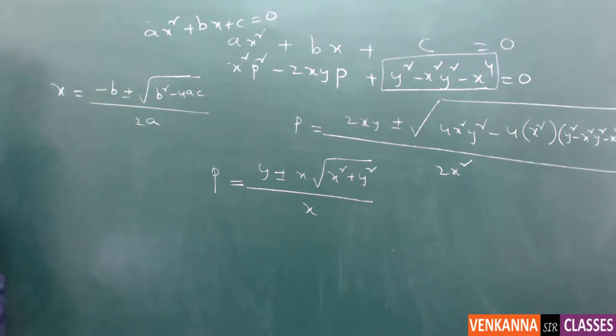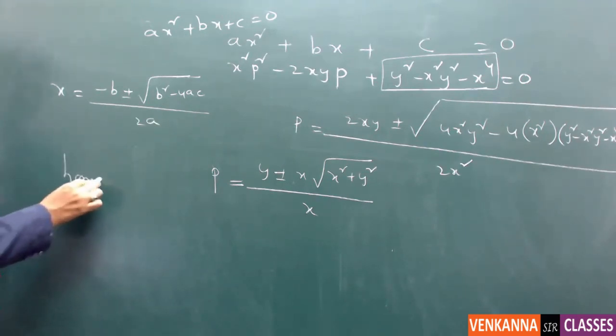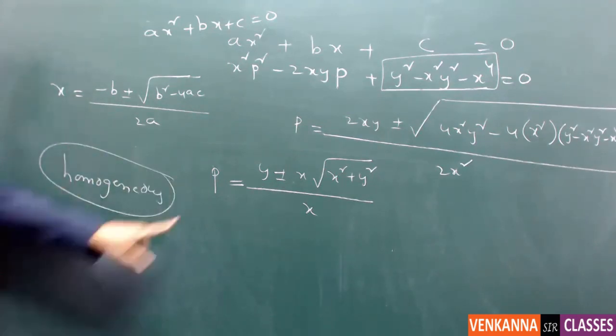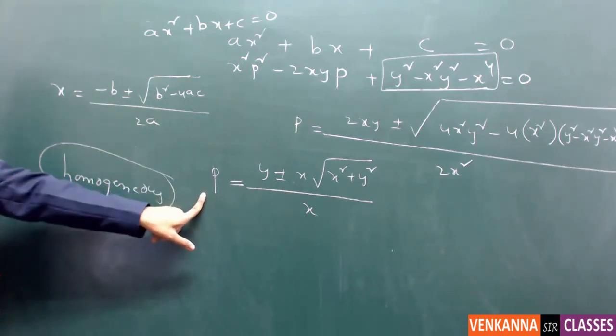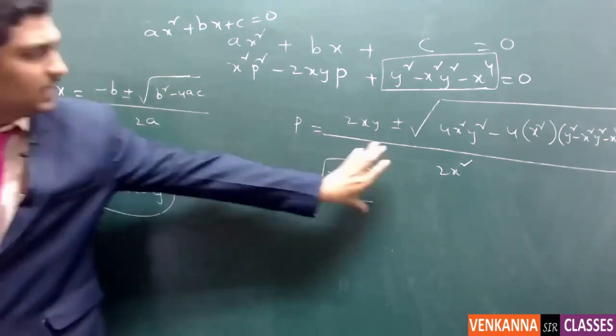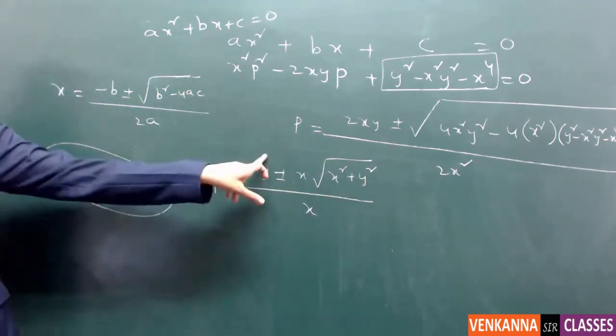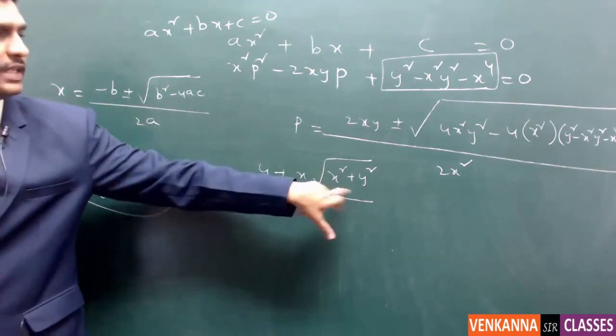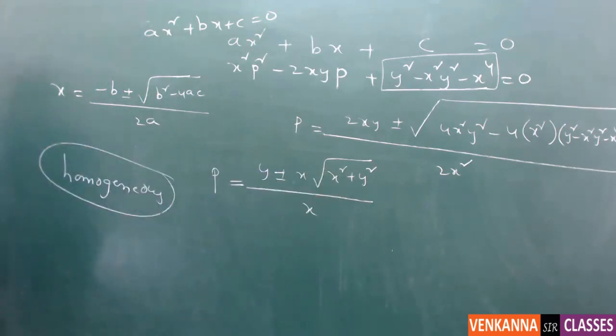Right. So here we use the technique of homogeneous equations, because p is nothing but dy by dx. Now check: each term here has equal power. Power 1, power 1, power 1. Since the square root is there, it is also nothing but power 1. Accepted? So the right side function is homogeneous, and we are going to apply the technique of solving homogeneous equations.